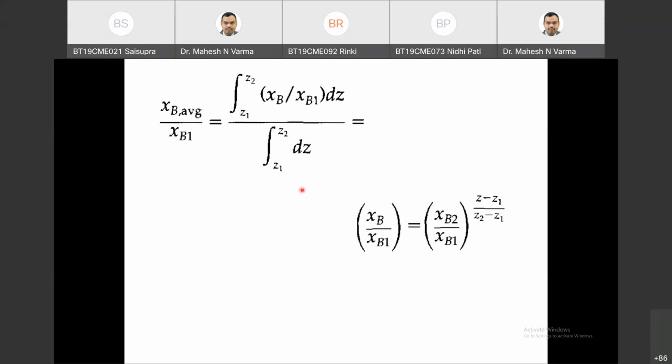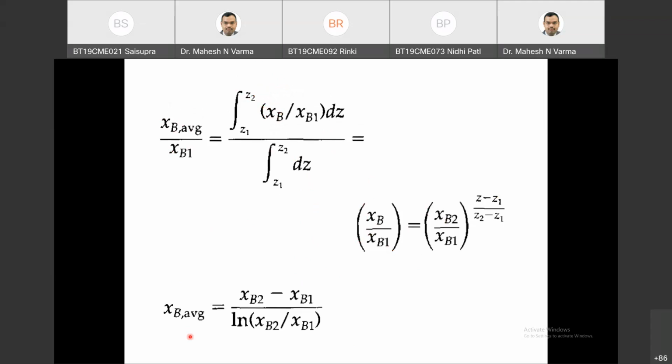So substituting this XB here, we can substitute this XB here. So this will be the average variation of concentration. If you substitute this here, XB average will be equal to, you substitute XB and integrate from Z1 to Z2, and this will be over a length Z, the average variation of concentration. This will be XB2 minus XB1 divided by ln XB2 divided by XB1. This will be the average concentration of B or the average concentration of A.